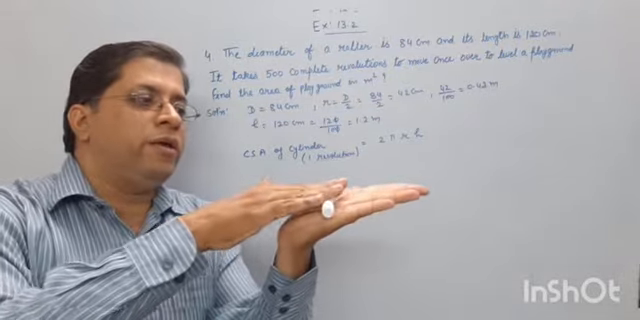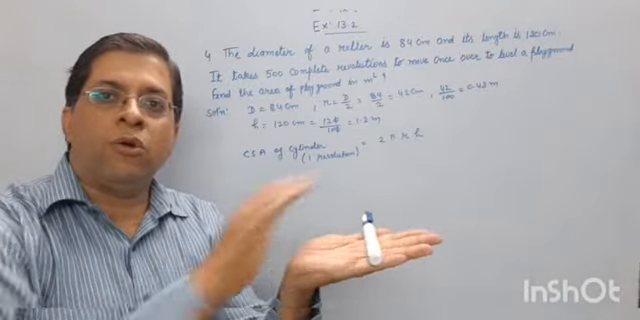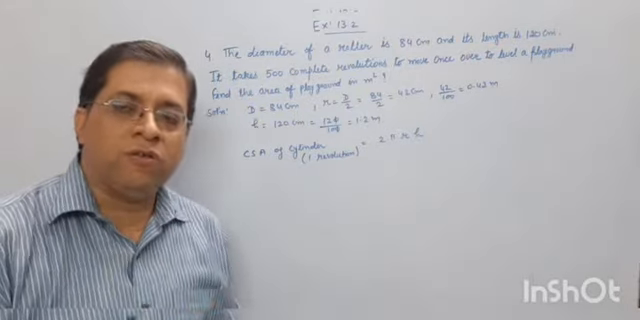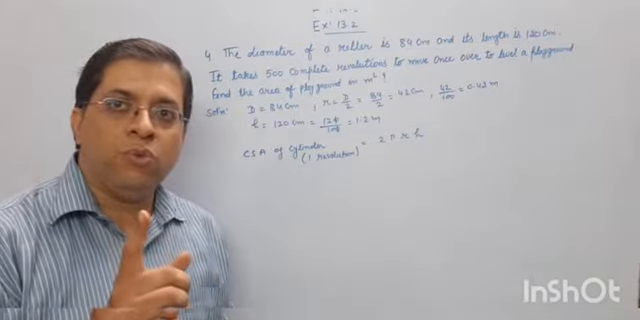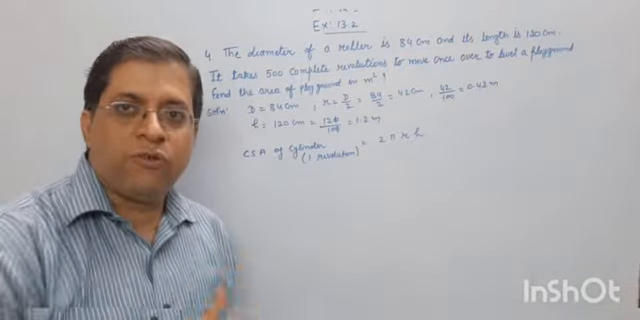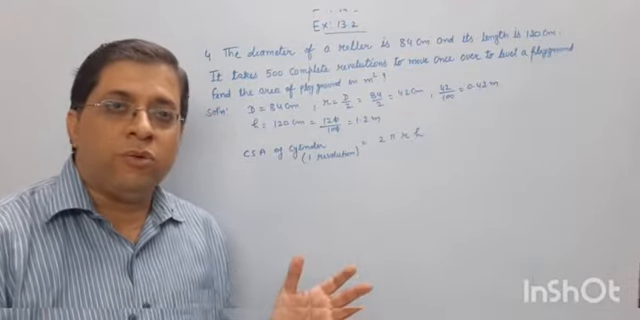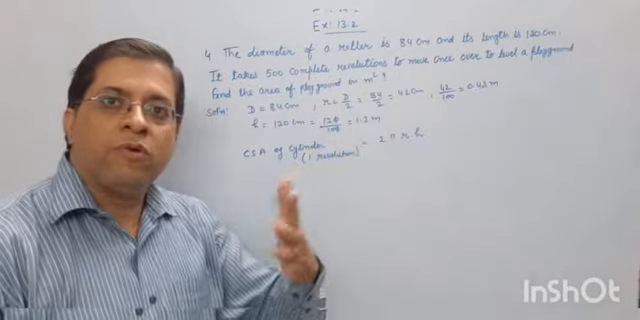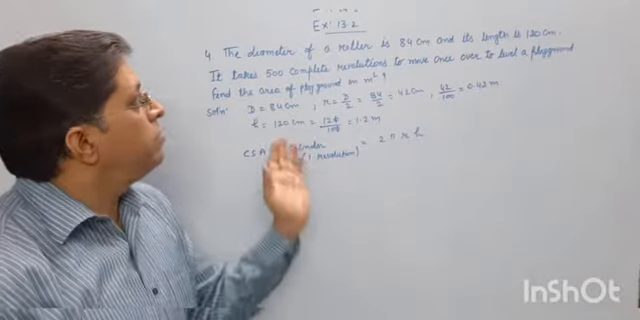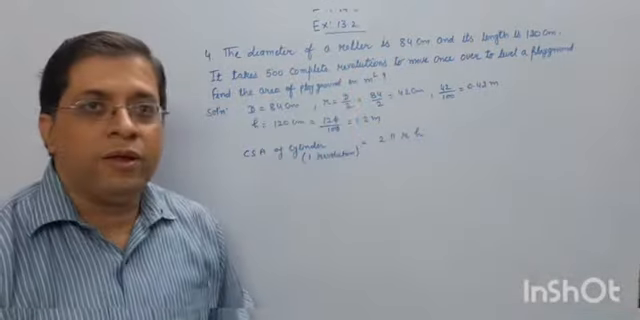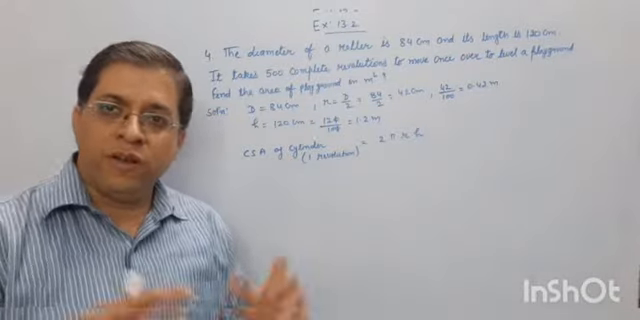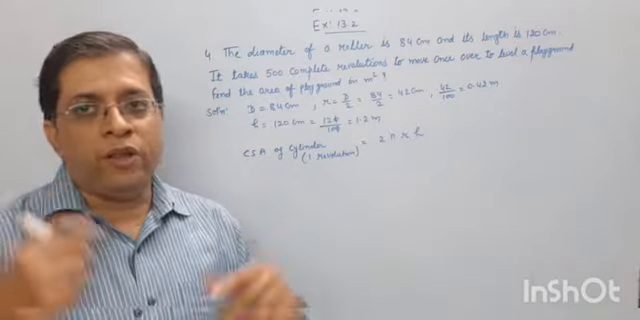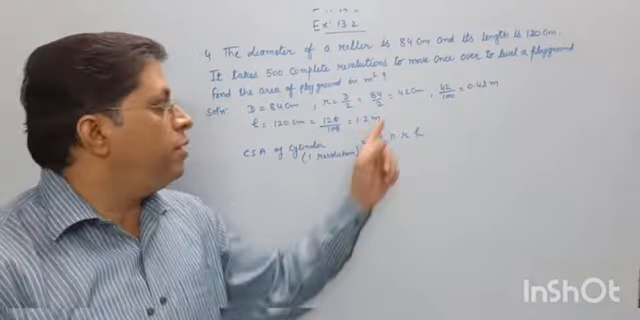What is the meaning? If the roller rolls one time, it means the CSA of the cylinder. What is the CSA of a cylinder? It is 2 pi RH. And what is given to you? One main thing: you have to convert all units to meters, because they are asking in meter squares. Diameter is 84 centimeter, and the relation between diameter and radius is r equals d by 2. So 84 upon 2 will be 42 centimeter.